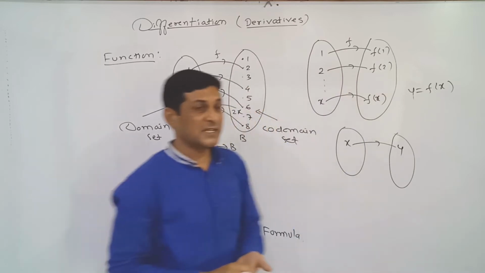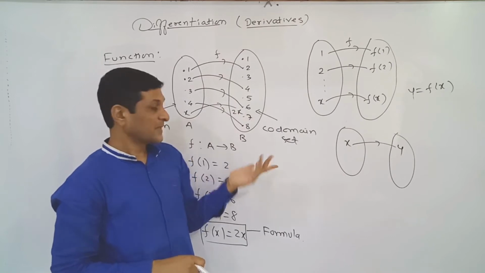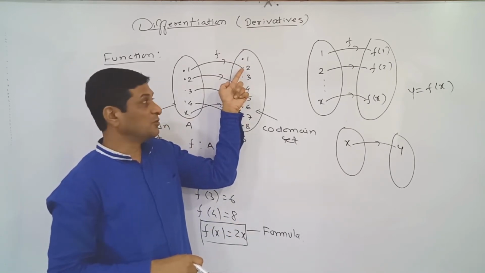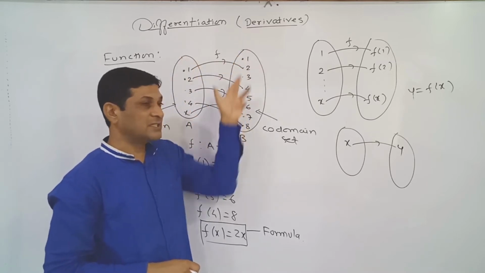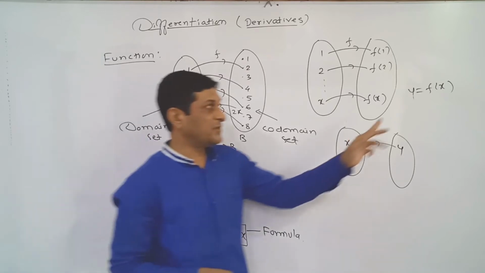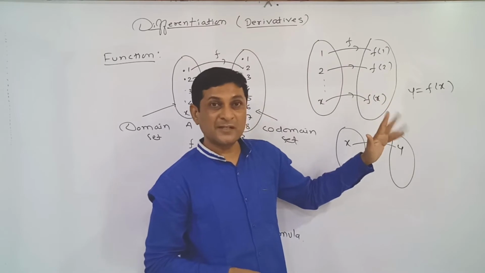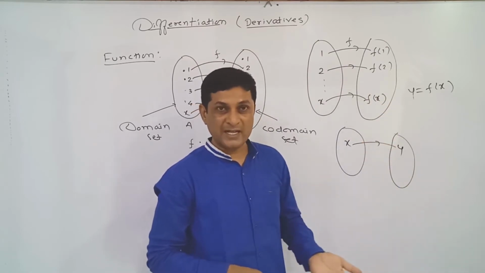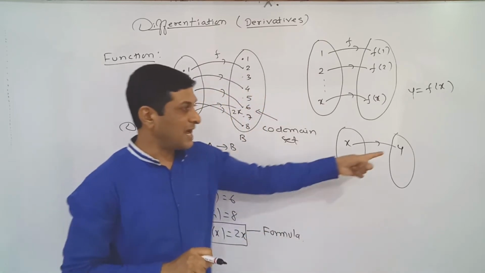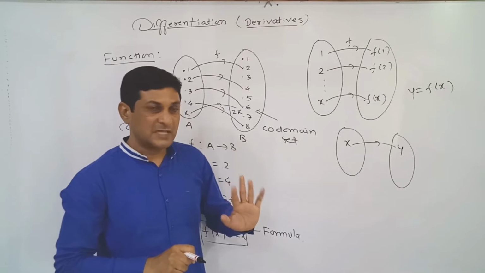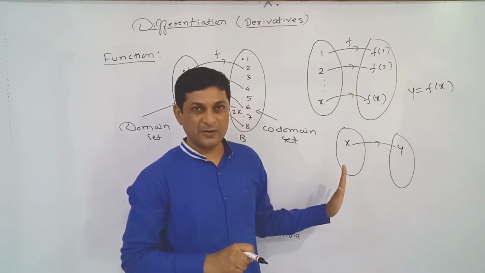But the values of f of x may also be changing. In this example, what is the first value? 2, 4, 6, 8. As the values of x change, values of this f of x are also changing. But f of x we have denoted by y. So that's why we can say that y is also changing, y is also varying. That's why we can say that y is also one variable. So values of this y depend on the values of x. That's why y is called the dependent variable, where x is called the independent variable.